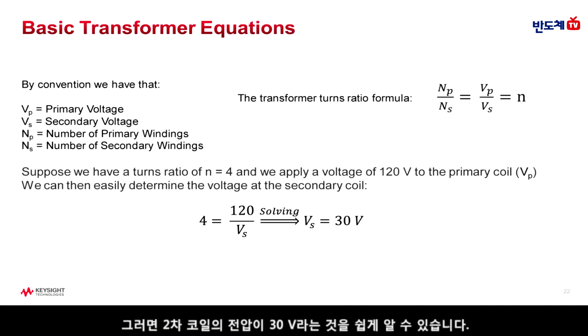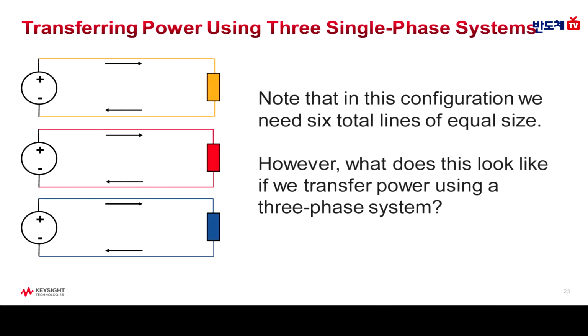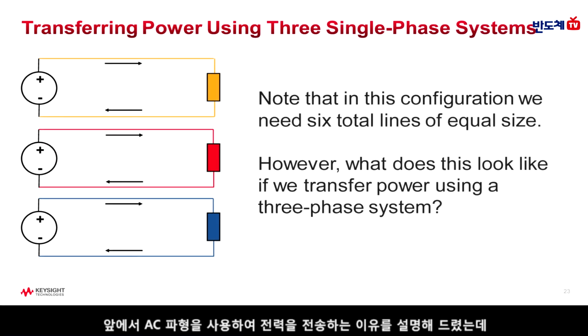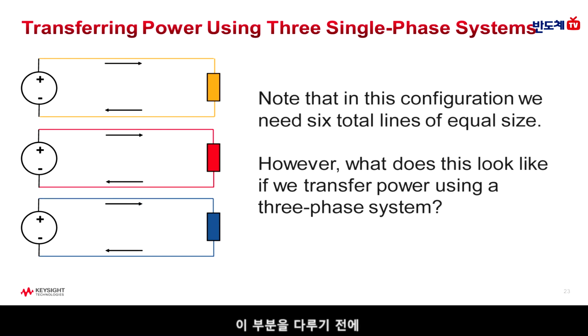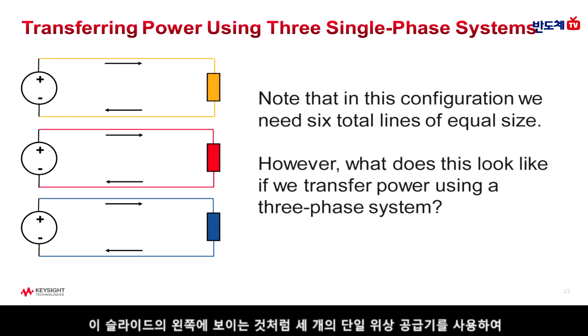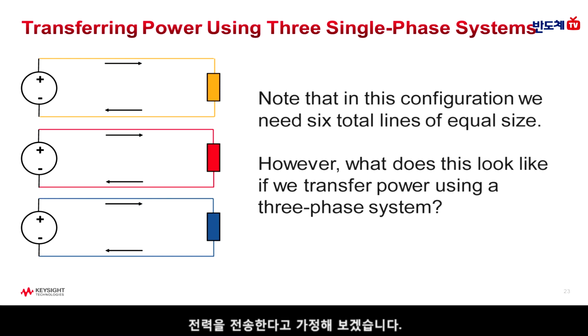We can then easily determine the voltage at the secondary coil to be 30 volts. So I explained why we transmit power using AC waveforms, but I didn't really talk much about the details of how that's done. So before I get into that, I just want to consider this case here shown on the slide. Suppose we want to transfer power using three single-phase supplies as shown here on the left of this slide.